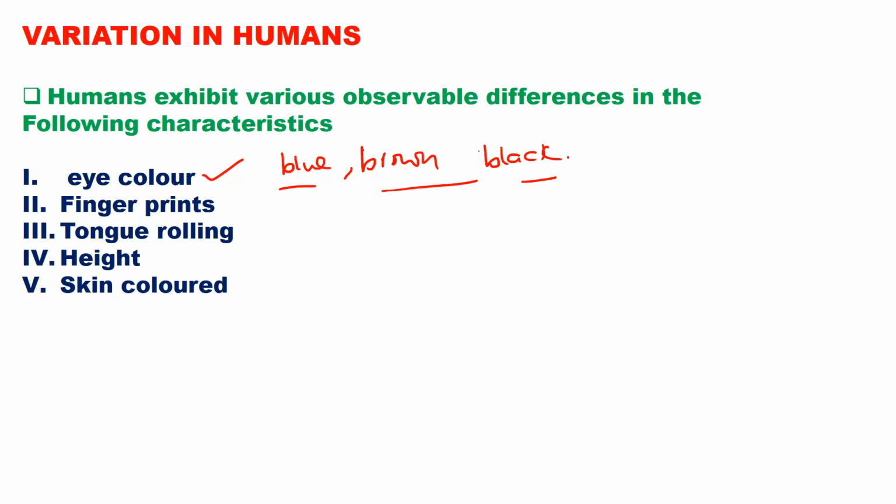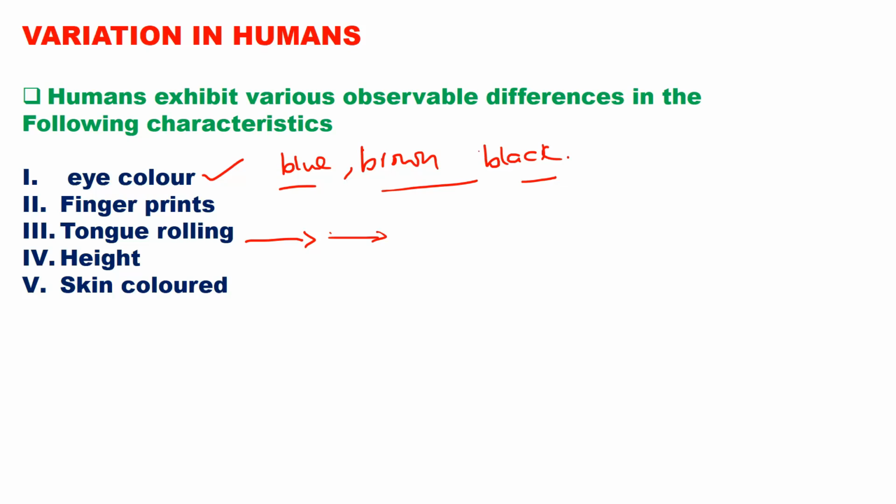Then, of course, when you talk of tongue rolling, some are able to roll the tongue, others are unable to roll the tongue. It can be from the same family. Try this one where you look at tongue rolling. Others are just unable to roll the tongue, others are able to do that effortlessly. So this is also one of the variations that is observed in humans.